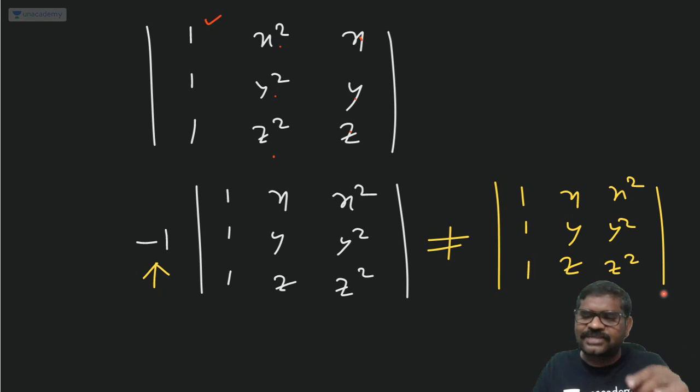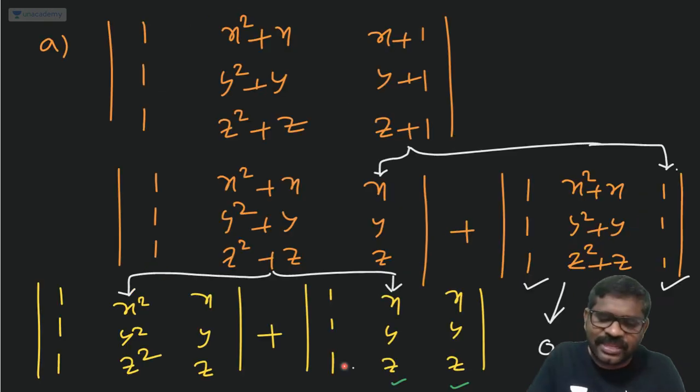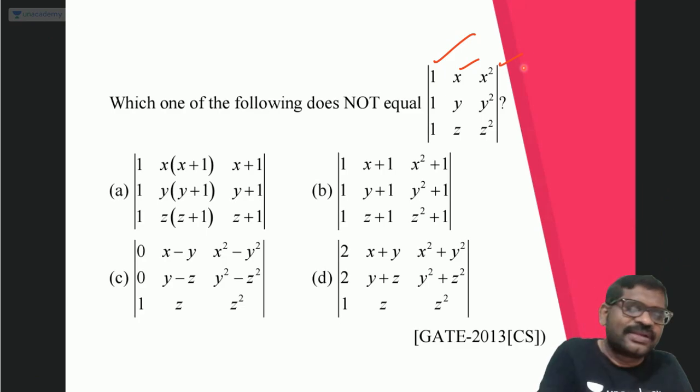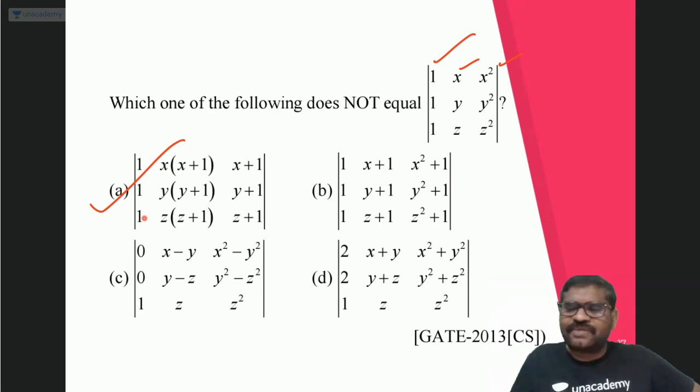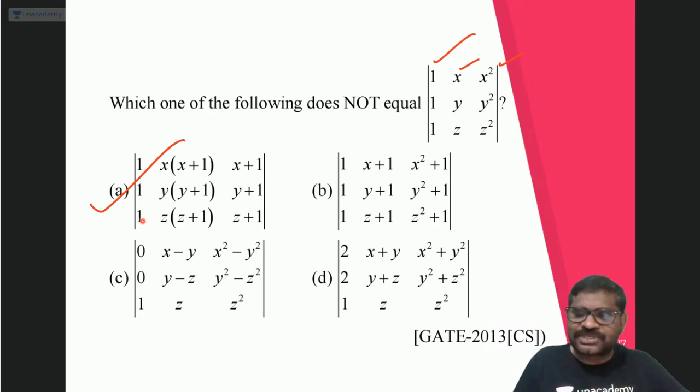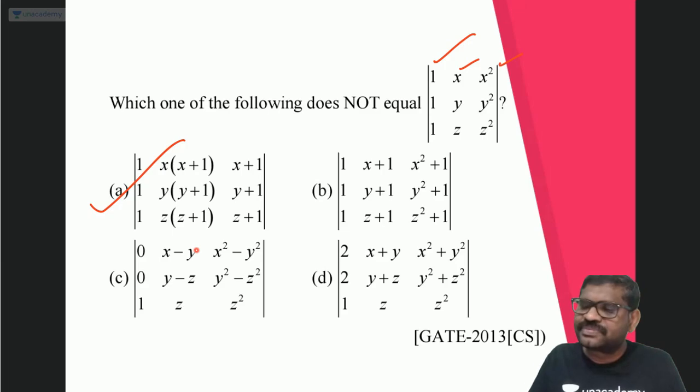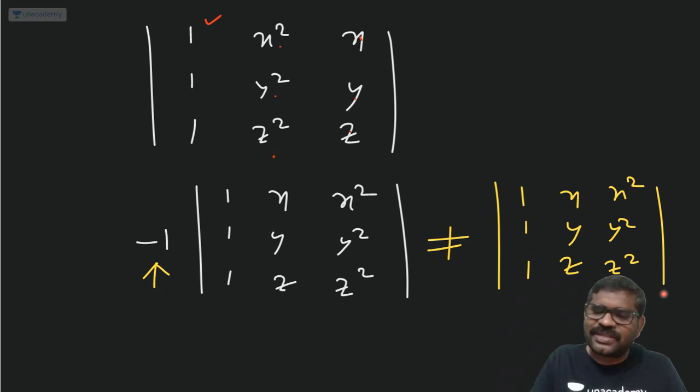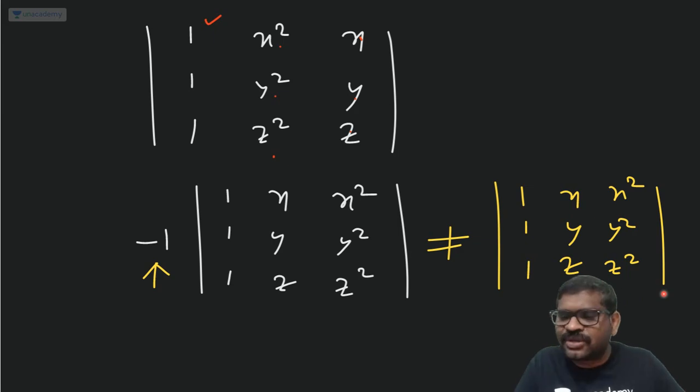Luckily the answer is given in the first option. That's why in verification we got the first one. Suppose your answer is the last option, then you have to try all three options. Understood? It is a property. Whenever two columns are interchanged, you have to multiply by -1. If the first is equal, you have to go for the second option. If the second option is equal, you have to go for the third option.